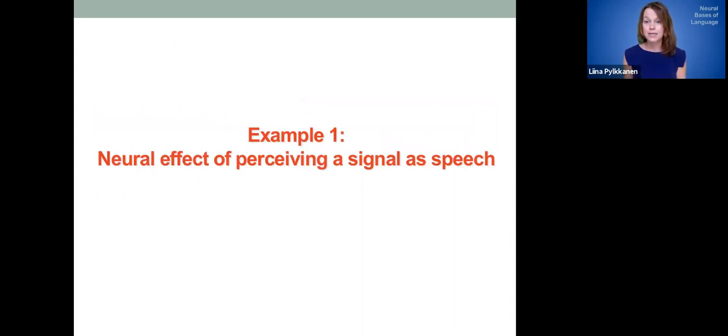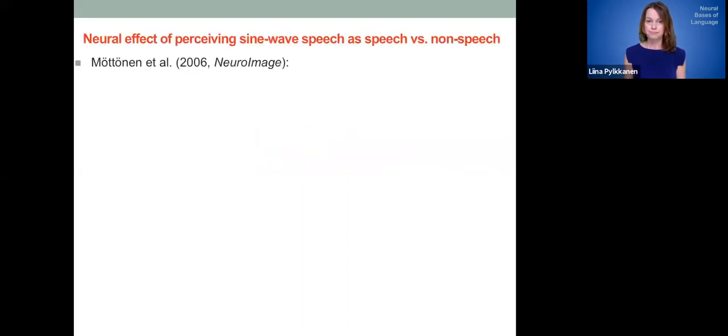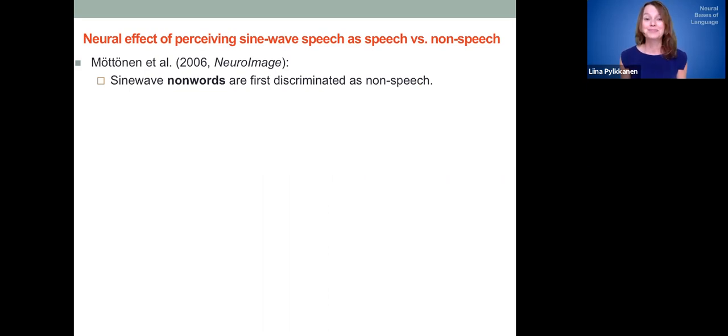The first one is just a quick one where we learn the sheer effect of perceiving a stimulus as speech versus non-speech. So no fancy manipulation, just what does it do to your brain if you're perceiving something as speech as opposed to non-speech. This is a study by Riikka Möttönen from 2006, a fellow Finn. I'll just walk through the basic steps of the experiment.